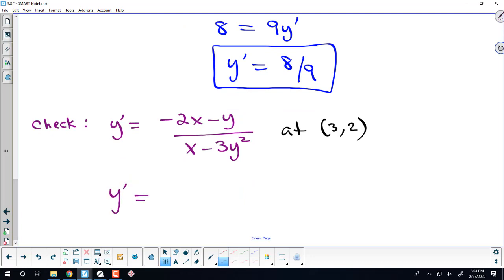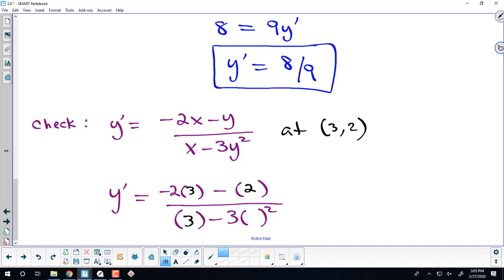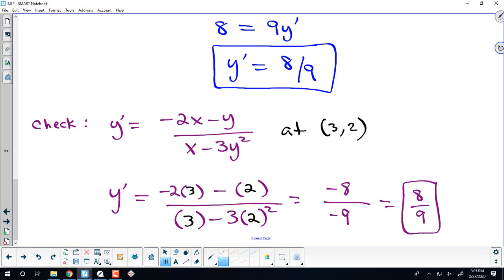And you don't have to do it both ways, right? One way is fine. We're just trying to validate that we've done the correct stuff throughout this process. We have minus 2 times x minus y all over x minus 3y squared. Okay, so that's up top, minus 6 minus 2. We've got a 3 minus 12. So slope is 8/9 at that point 3, 2.